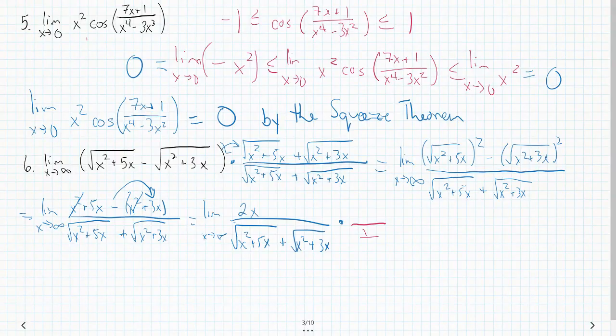So we'll go 1 over x to whatever power that would be, and 1 over x to whatever power we have for that denominator. Well, in our numerator, the degree is just 1, so we'll just put 1 over x to the first power, or you can just leave it as 1 over x. And the denominator, the square root of x squared, that reduces down to 1 as well.